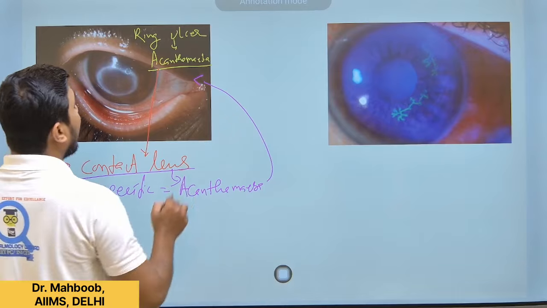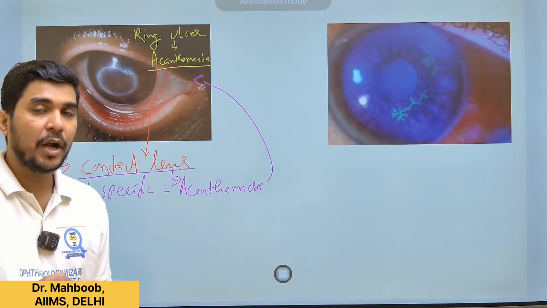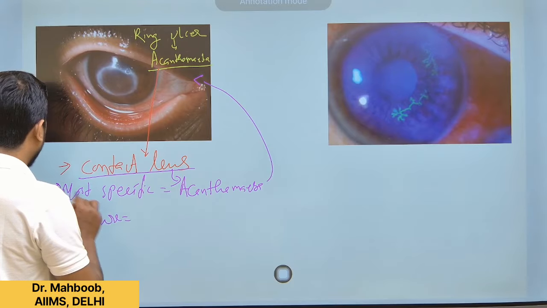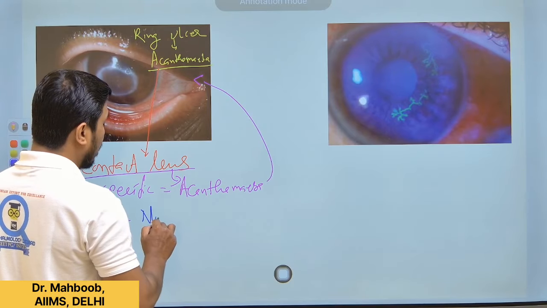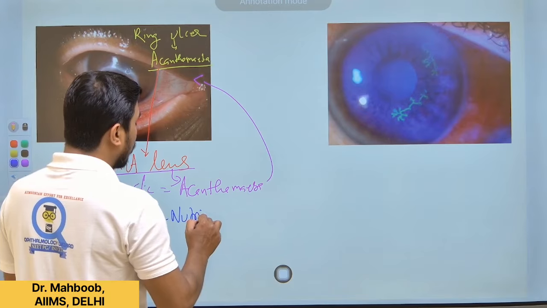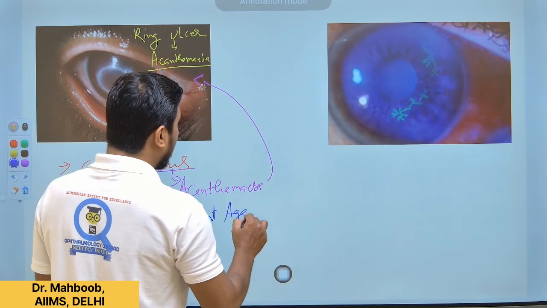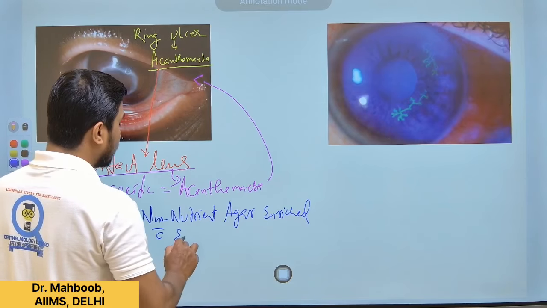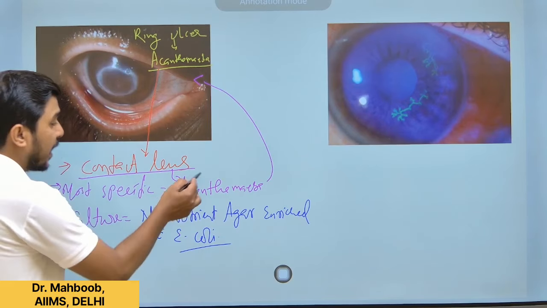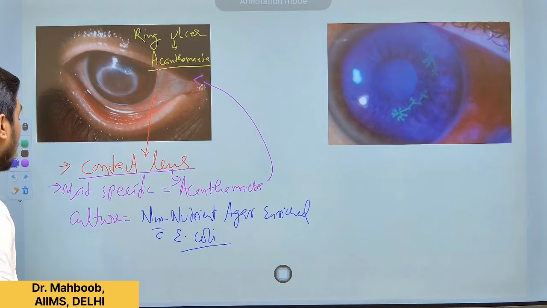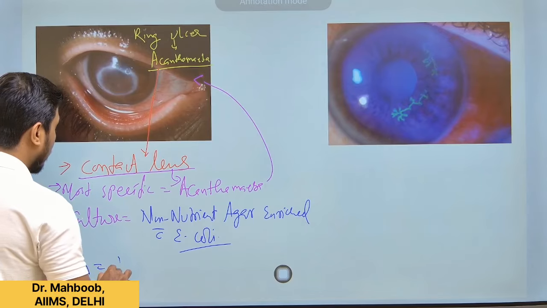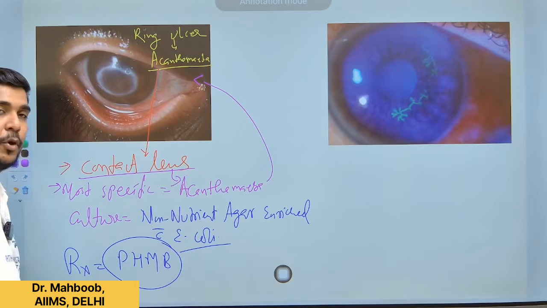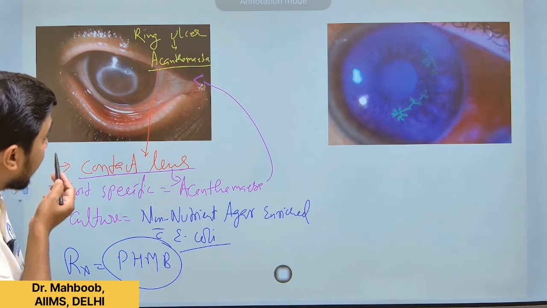And you have a feature here like this. Understood? Culture, what will you do? If you have to do culture here, you will do it on non-nutrient agar enriched with Escherichia coli. So this is the culture of acanthamoeba. Treatment: eye drop PHMB, polyhexamethylene biguanide. So PHMB is the treatment of acanthamoeba.